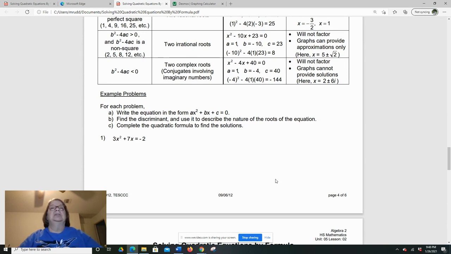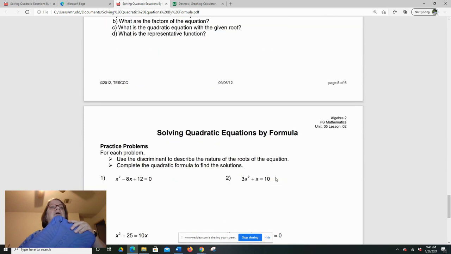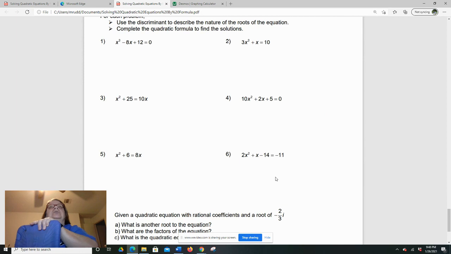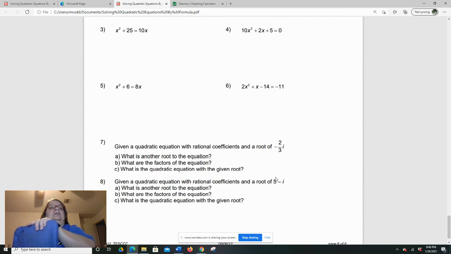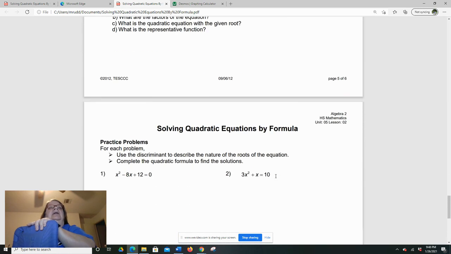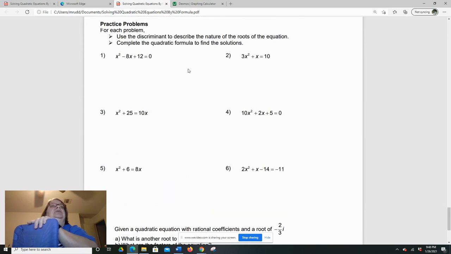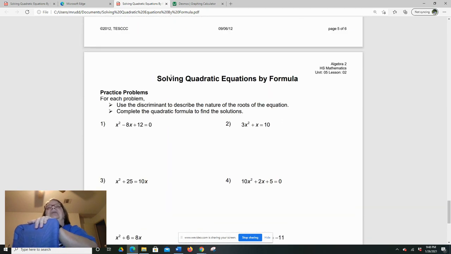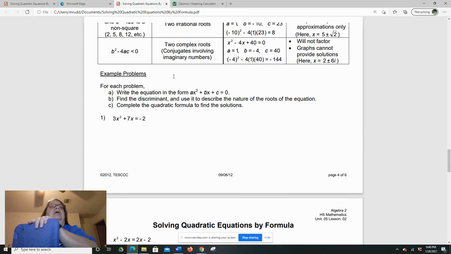So we have some sample problems. Oh yeah, we're going to work those. And then your assignment is going to be these practice problems, 1 through 6, and then 7 and 8. They follow the sample problems exactly. The only thing you'll need to do, take a picture and send me, or work on your own paper, take a picture and send me, is these practice problems on the last page. Okay? All right, let's go through the examples so you'll know how to do them.